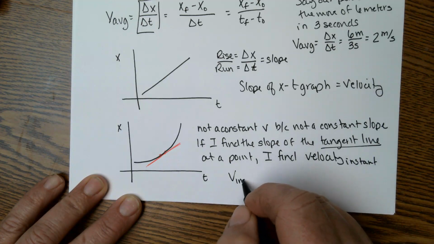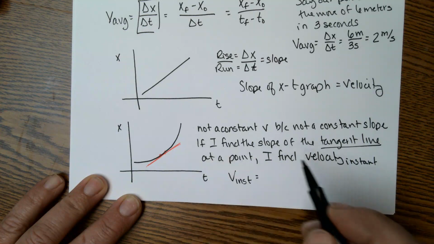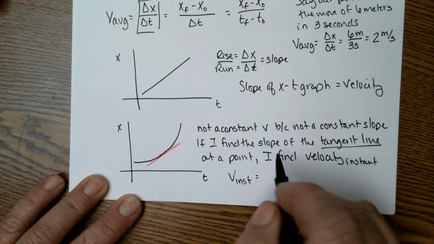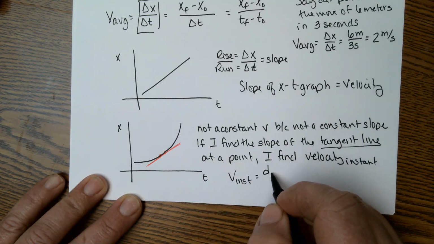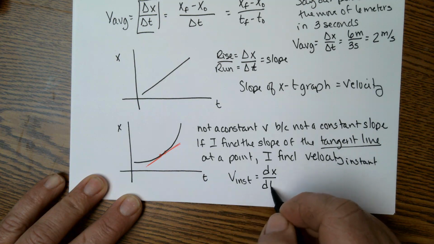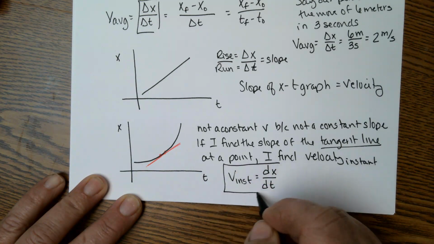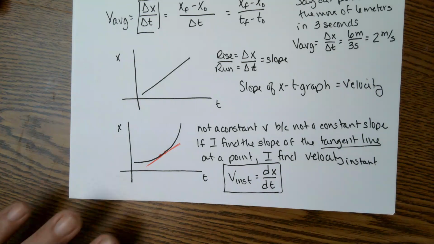So v instantaneous is the slope of the tangent line. And if we've had calculus, the slope of the tangent line is the derivative of position with respect to time. So there's my instantaneous velocity. So I would take the derivative.